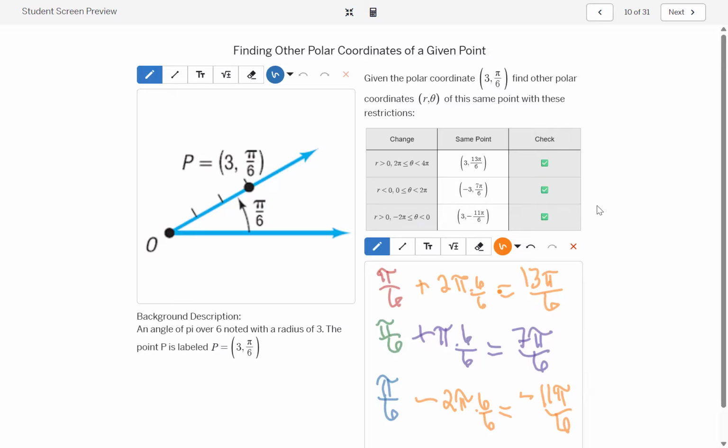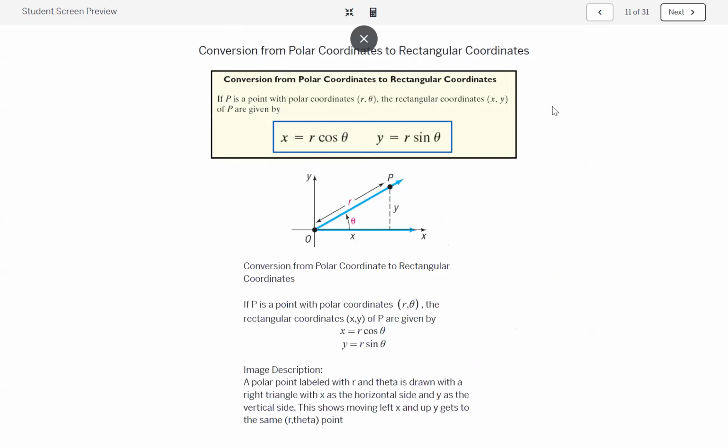So what questions do y'all have on the way this played out? How we found the different coordinates for the same location? All right, let's see our next slide.